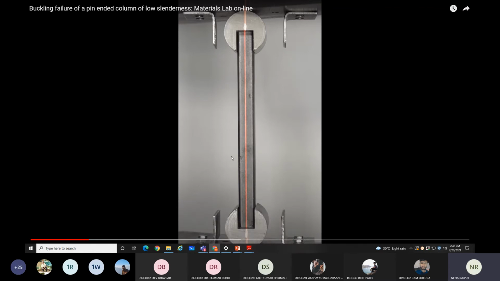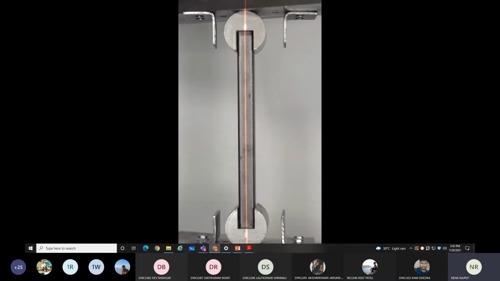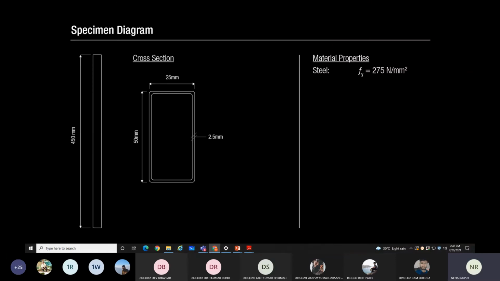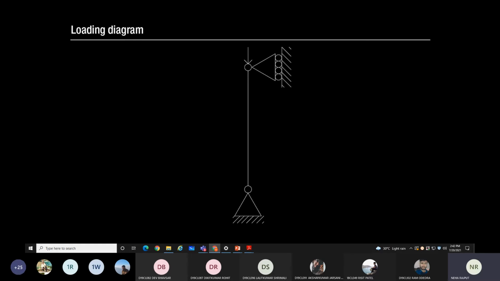Slenderness being tested in compression. This type of specimen is commonly referred to as a stocky column. The specimen is a rectangular hollow section made of structural steel. The length has been chosen such that the failure is dominated by the material strength. The loading diagram shows a purely axial compressive force evenly applied to both ends of the specimen.